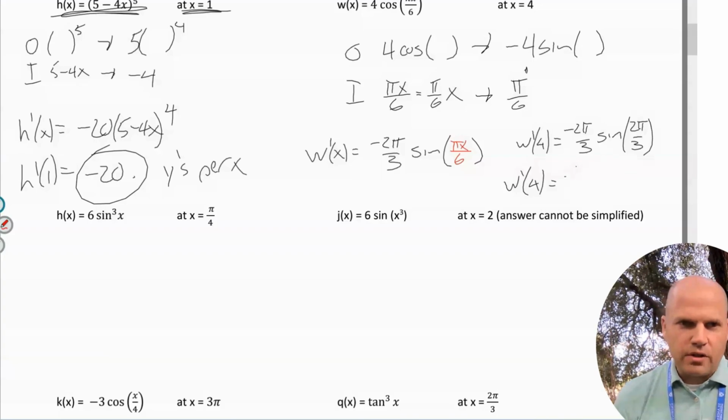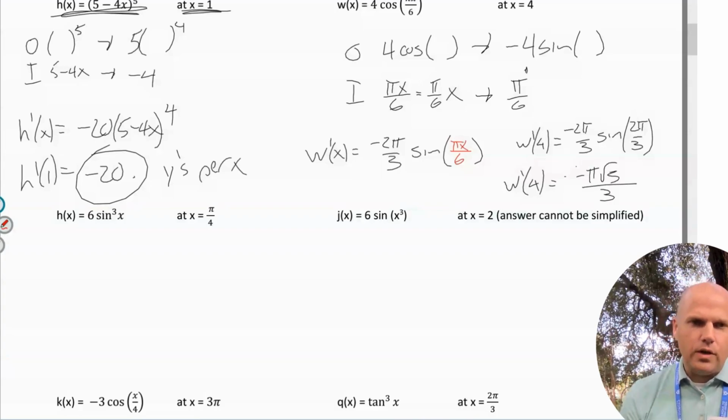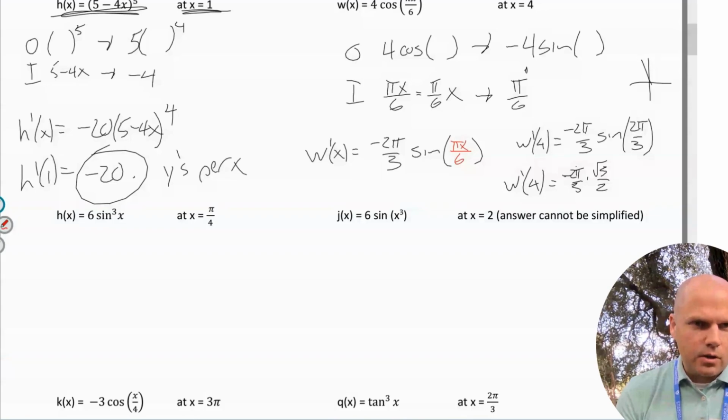So let me just do it really quickly. Negative pi root 3 over 3. I gotta show you the work. Sorry. Negative 2 pi over 3 times root 3 over 2. Positive, we're in the second quadrant. Tall 30, 60, 90. And we get negative pi root 3 over 3.